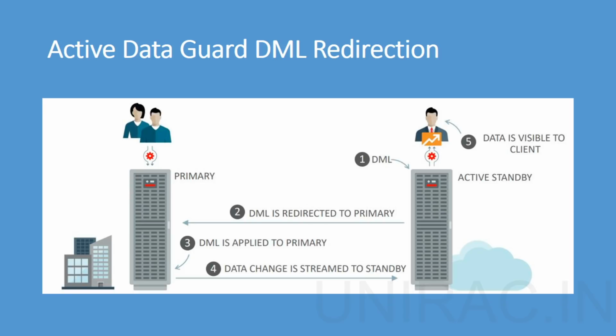In this picture we can see a primary and an active standby. In case 1, the DML operation has been done in your active standby. The same change is redirected to the primary in the second point. Once the DML is shipped and applied to the primary, the ADG session waits till it is applied, then the data change is streamed to your standby.